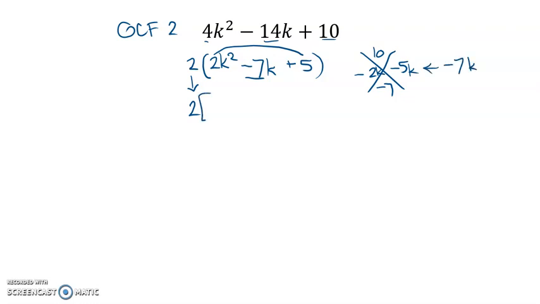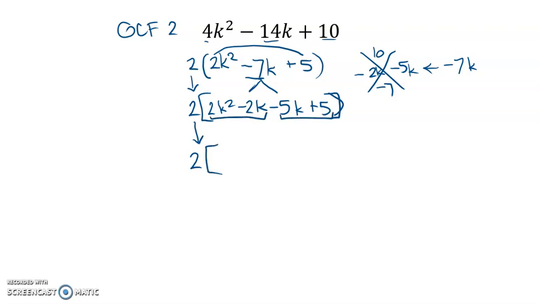All right, here we go. Hang with me. 2k squared. Split apart the middle term. So negative 2k minus 5k plus 5. And you know by now that you could reverse that order. You could have done minus 5k minus 2k and then do that. 2 hangs out front. Stay with me. Look at the first 2, look at the second 2. 2k squared minus 2k. They both can be divided by 2, and they both have a k.